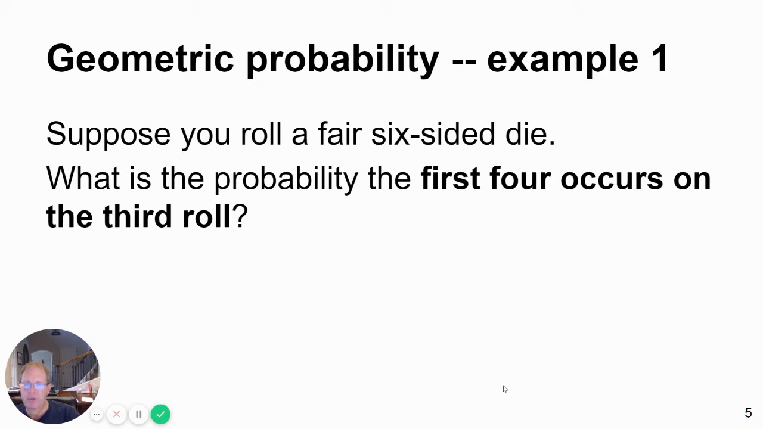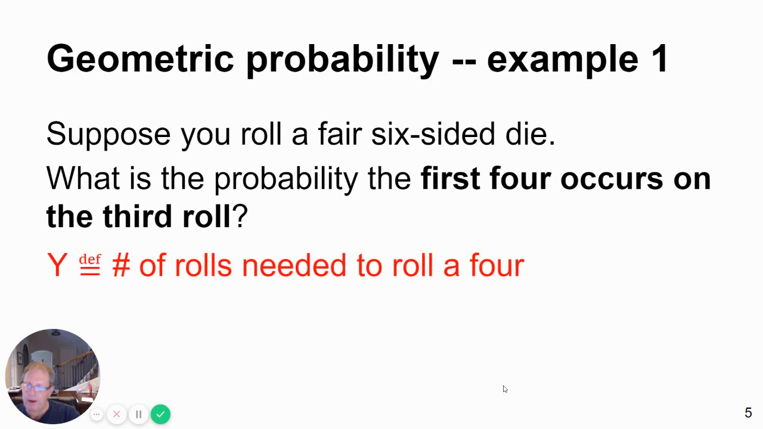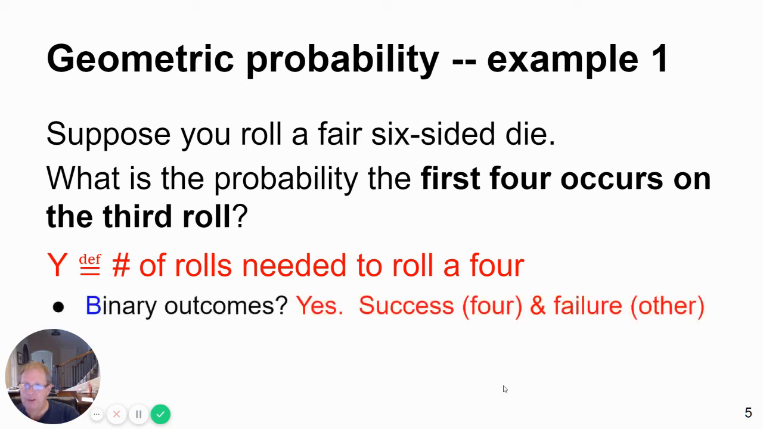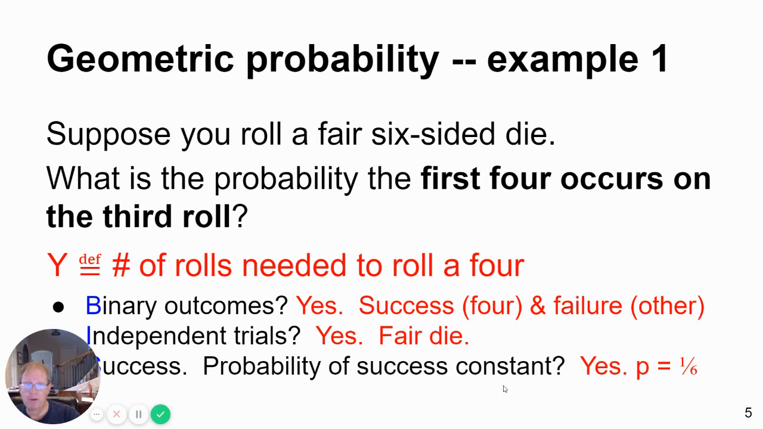Suppose you roll a fair 6-sided die. What is the probability that the first 4 occurs on the 3rd roll? So we're going to roll it until we get a 4, and we're wondering, what is the probability that that first 4 is on the 3rd roll? I'm going to first define my variable Y as the number of rolls needed to roll a 4. I need to check whether this follows a geometric distribution. So I ask myself, are the outcomes binary? Yeah. Either I roll a 4 or I roll something else. Are the trials independent? Yes. If this is a fair die, the trials should be independent. Is the probability of success constant? Yeah. The probability of rolling a 4 remains constant at 1 out of 6. In that case, then Y follows a geometric distribution, and the parameter is the probability 1/6.